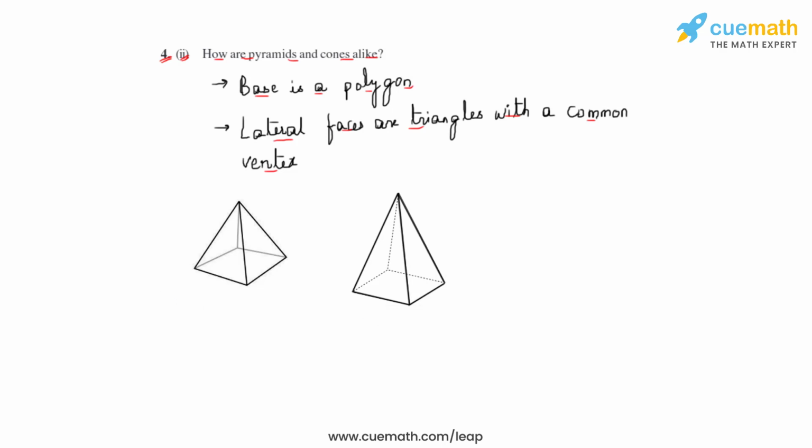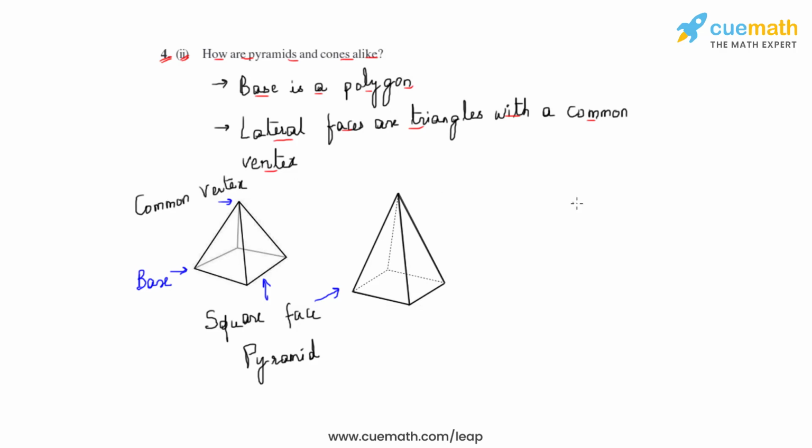Here we have taken two examples where this part represents the base of this pyramid, and we see that the base is a square, so this is a square faced pyramid. Now both these shapes are square faced pyramids, and we also see that the lateral faces are triangles, where the triangles meet at a common vertex, which is this point as we see in this figure. This is how we observe the properties of a pyramid.